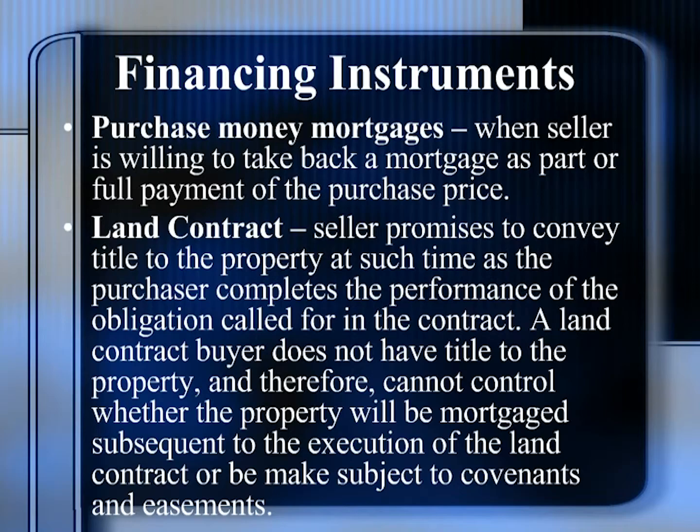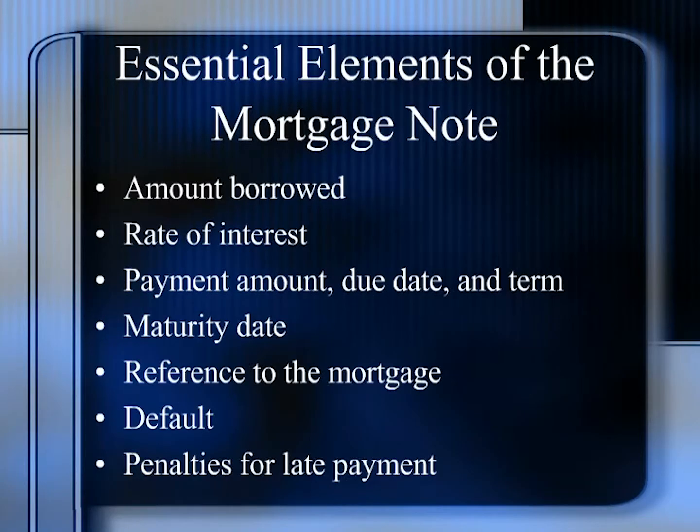Another type of financing instrument is a land contract. In this case, the seller promises to convey title to the property at such time as the purchaser completes the performance of some obligation called for in the contract. So in this case, the land contract buyer does not have title. If you don't have title, then you cannot mortgage the property or sell the property. Okay, you can't do anything like that. That's the difference with a land contract. Key thing there, the contract buyer does not have title.